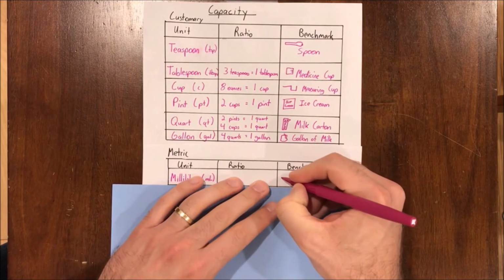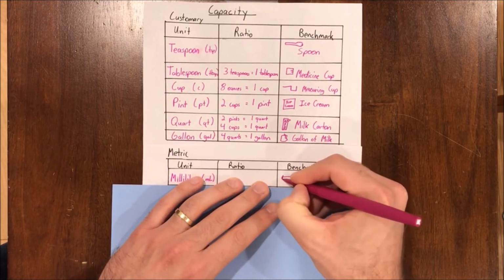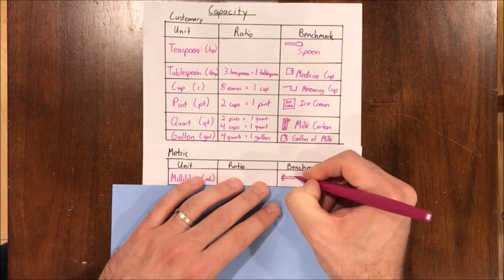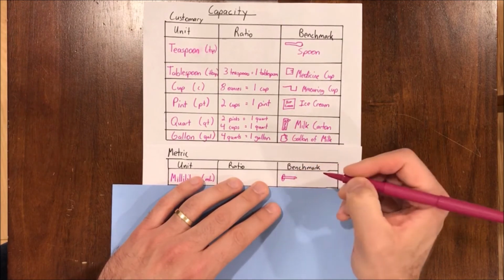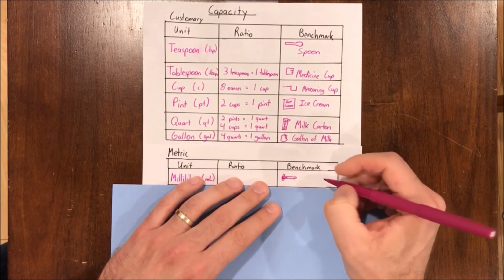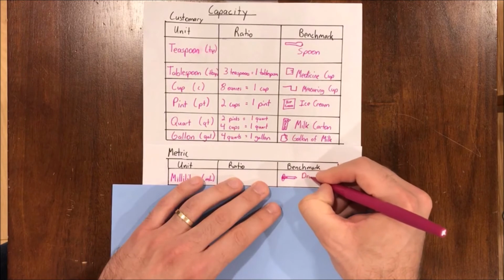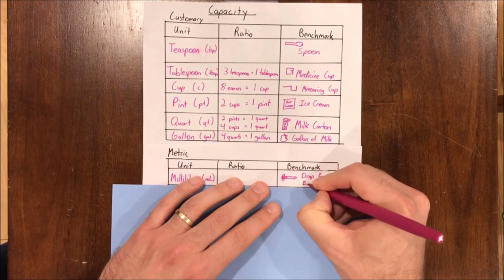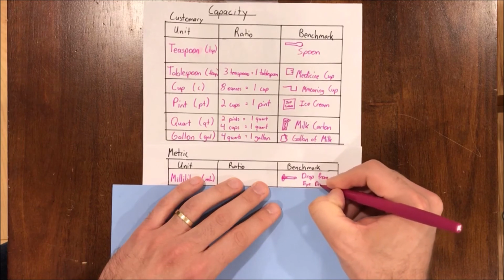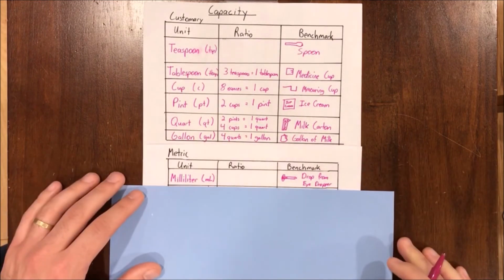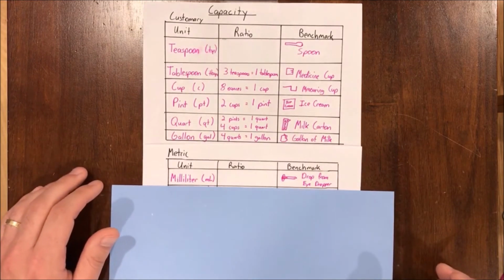Great, so I'm going to draw, let's see, it's kind of like a syringe or an eyedropper, however you want to think of it, right? And then so we have drop from eyedropper. So go ahead and you can say drop, milliliter. You say it.